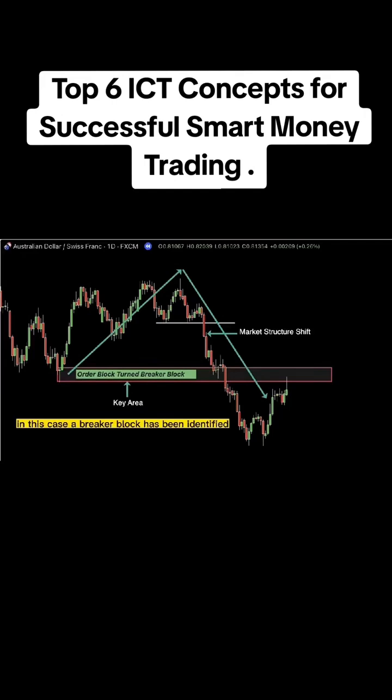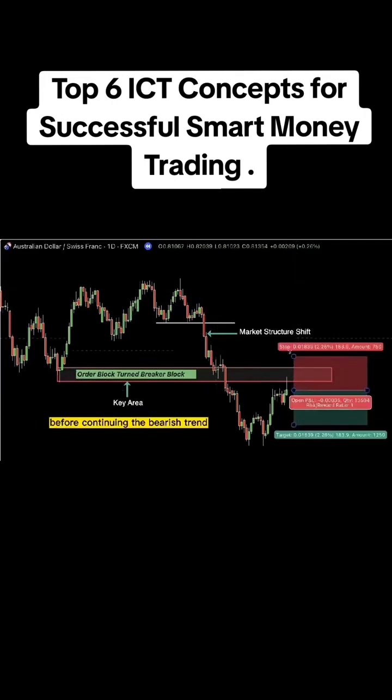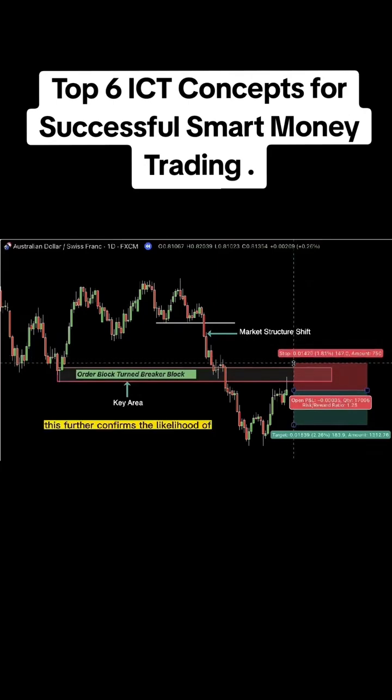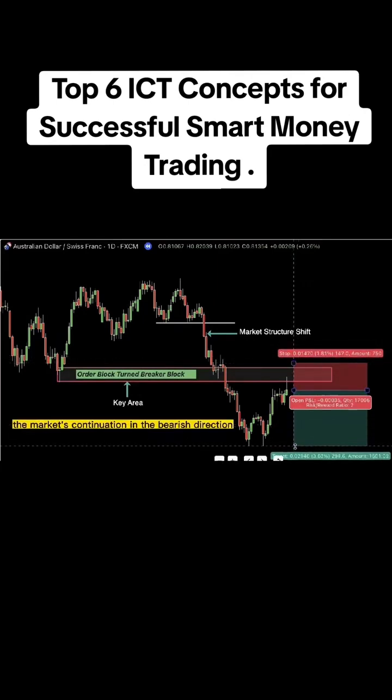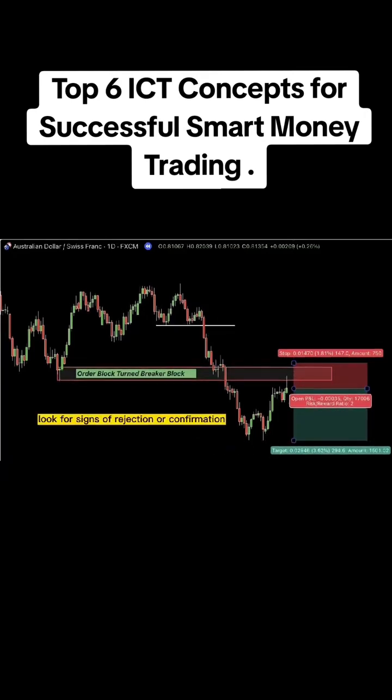In this case, a breaker block has been identified, which serves as a potential zone for the market to retest before continuing the bearish trend. This further confirms the likelihood of the market's continuation in the bearish direction. Wait for a retest. Allow the market to retrace upward and test the breaker block. Look for signs of rejection or confirmation that these areas are acting as resistance. Execute a sell trade. Once confirmed, you can execute a sell trade. Your stop loss should be placed 10 to 20 pips above the breaker block. For profit targets, aim for a 1 to 2 risk-reward ratio.